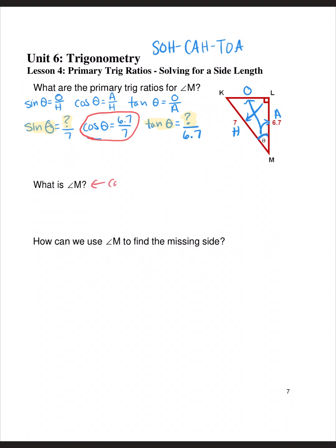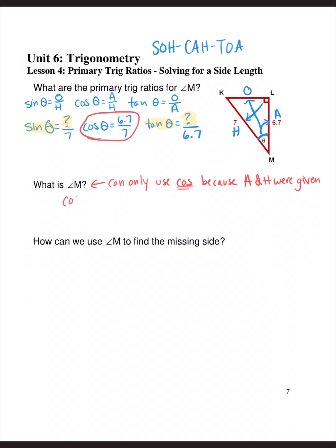So let's say we can only use cos because adjacent and hypotenuse were given, right? We were given those sides. So then we're able to use cosine to help us solve for angle M.